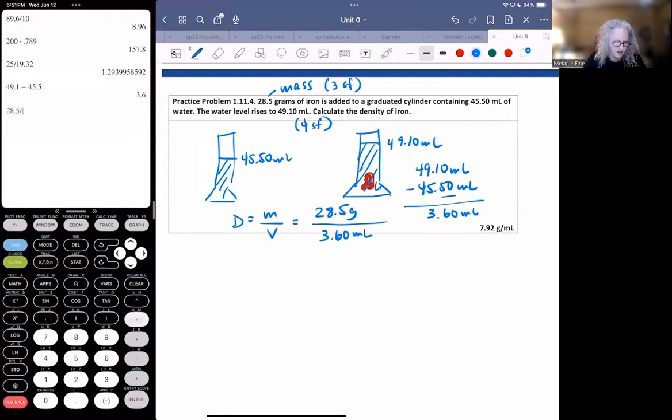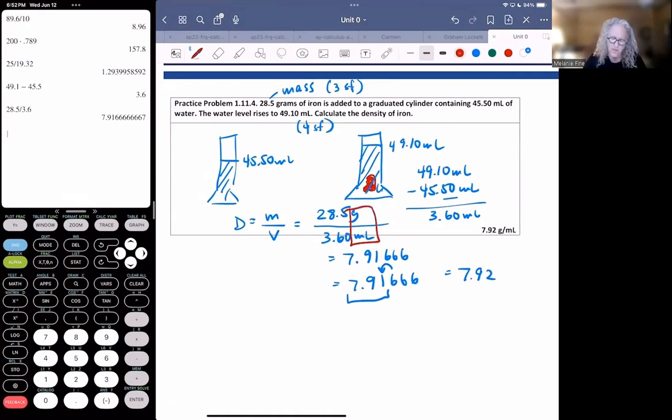28.5 divided by 3.60 is a density of 7.9. I'm not going to write all the sixes, but just to show you how sig figs work, how you round. Since I know it's in 3 sig figs, I look at the first 3 digits and I ask myself, does the next digit, only the next one, round up? It does. So this becomes 7.92. And don't ask me what the units are. They're written right there. The units are grams per milliliter.